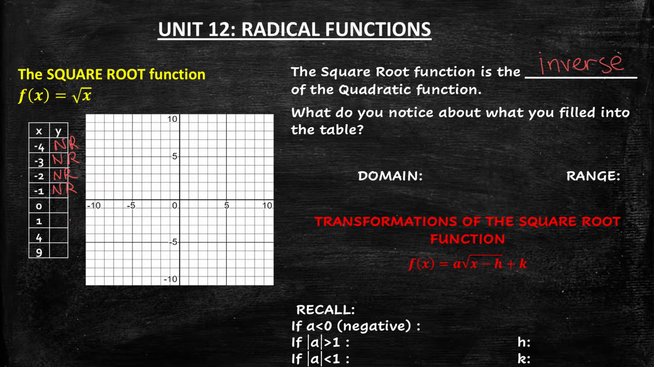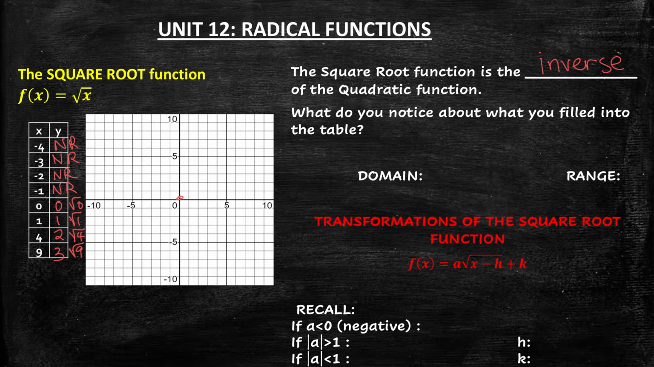When you take the square root of 0, the square root of 0 is 0. When you take the square root of 1, the square root of 1 is 1. And when you take the square root of 4, it's 2. And when you take the square root of 9, that's 3. So graphing the square root function is going to look like this.